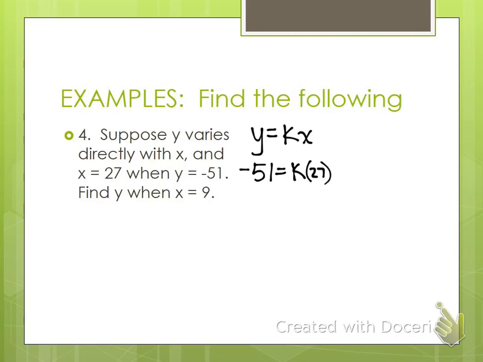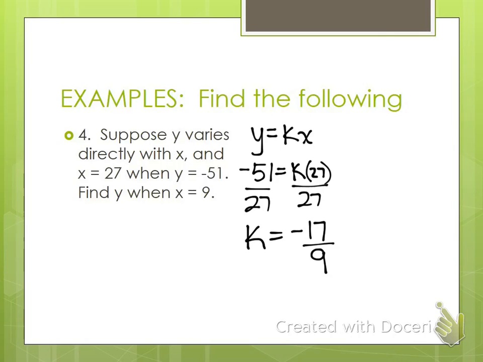Divide by what? Divide by 27. Very good. We divide both sides by 27. That's going to get k by itself. Okay, so we are going to simplify this fraction. Negative 51 over 27. Those are both divisible by 3. That gives us negative 17 over 9.